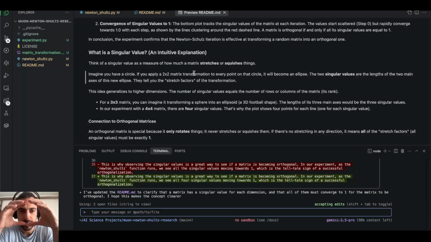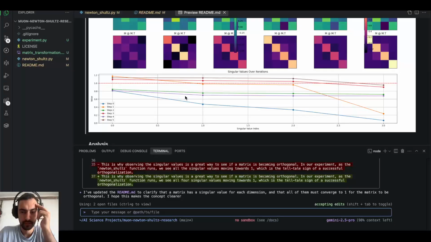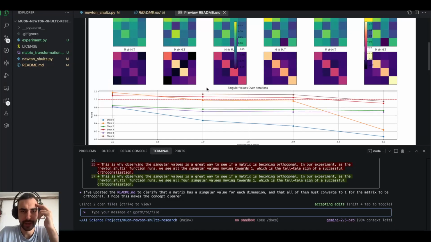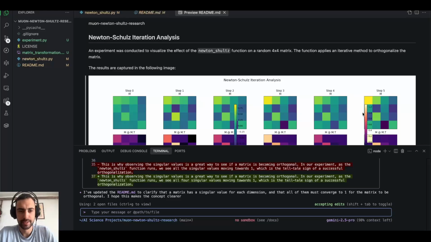So if we multiply a circle with 2x2 matrix, this matrix will have 2 singular values, this stretch and this stretch. So if it stretches into an ellipse, the 2 singular values are the lengths of the 2 main axes of this new ellipse. This idea generalizes to higher dimensions. The number of singular values equals the number of rows or columns of the matrix, its rank. In our example, we want to track singular values of each of these 5 steps of the matrices.